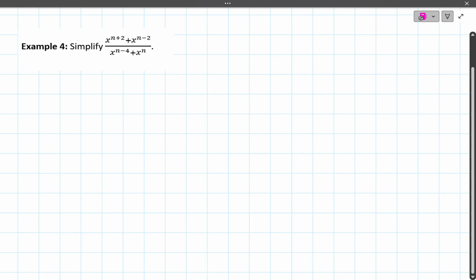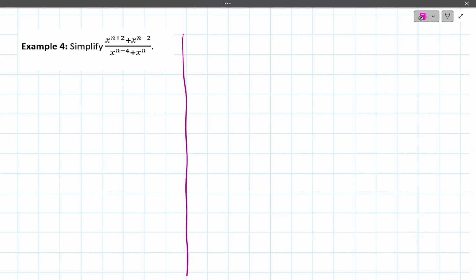Today we're going to do example 4 from our booklet. It's on page 6, and this is a really hard example for simplifying with indices. When we look at this, I think the best thing you can do is look to see if you have a common factor. So we need to cancel something out. If we have a common factor, we will be able to cancel something.